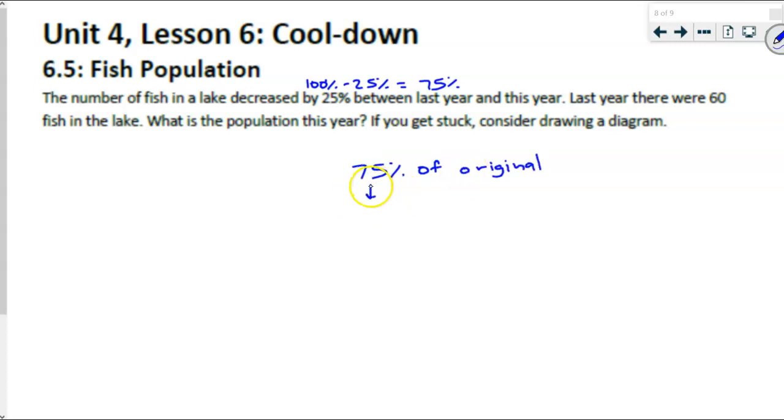I can't calculate with percents. The calculator doesn't do that. So I have to change that percent into a decimal. 0.75 of means to multiply, and the original amount is 60. When I type that into my calculator, I get 45 fish.